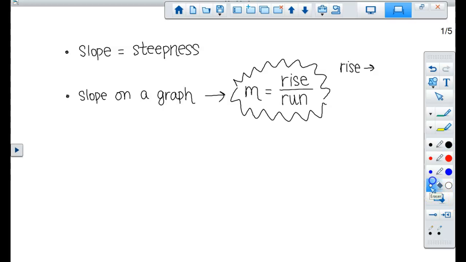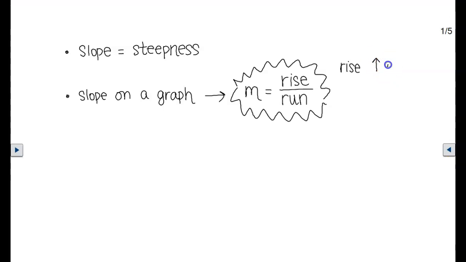We learned that the rise can either go up or down. Those are the only two directions that rise is allowed to go. And that if rise goes up, it is a positive number, and that if rise goes down, it is a negative number. We learned that the run can go in two directions as well. It can go to the left or to the right, and if run goes left, it's negative, and if it goes right, it's positive. So we rise before we run. We go up or down, and then we go across.